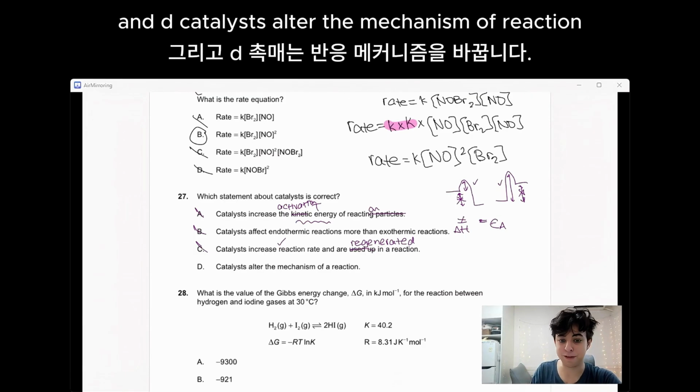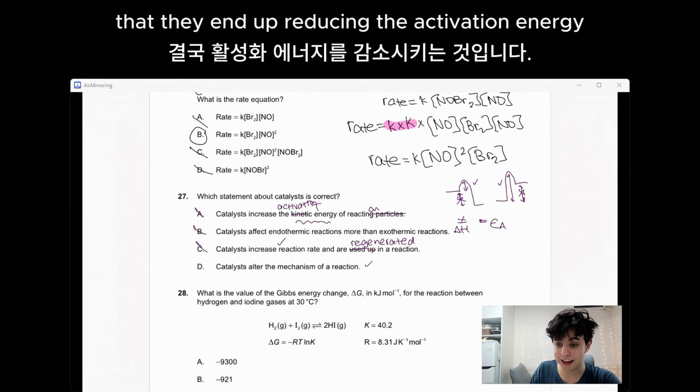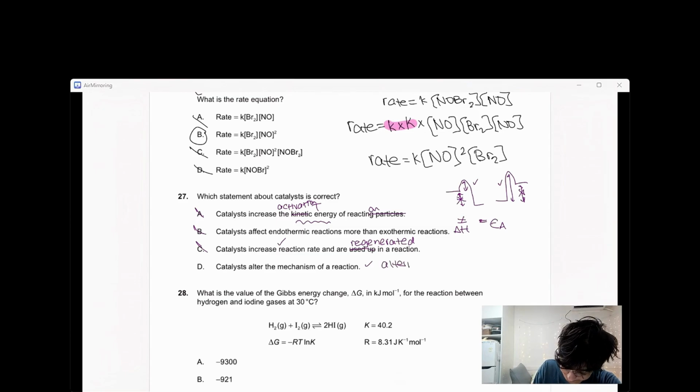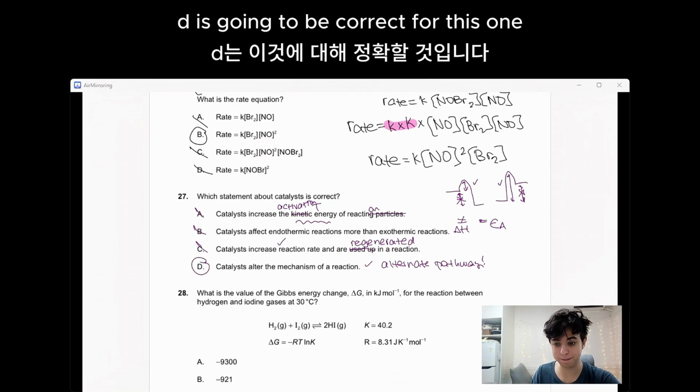And D, catalysts alter the mechanism of reaction. This one is true. The whole way that they end up reducing the activation energy is essentially because you have an alternate pathway. Okay, and so for that reason, D is going to be correct for this one.